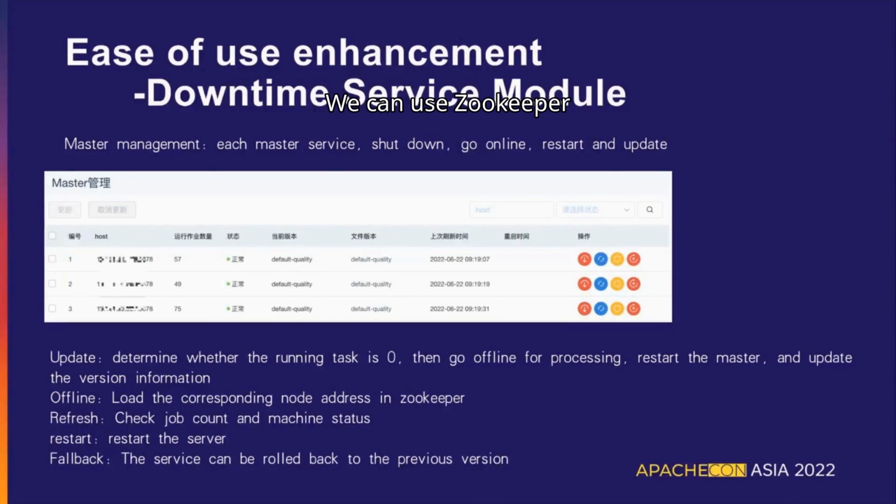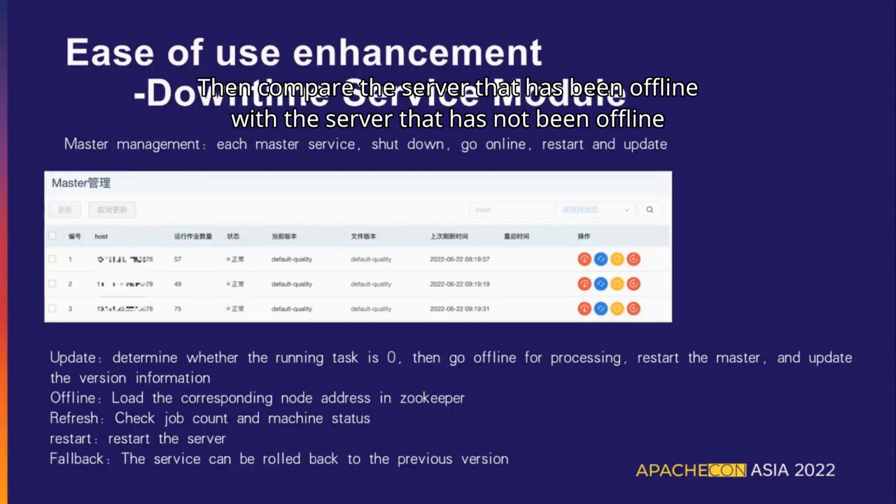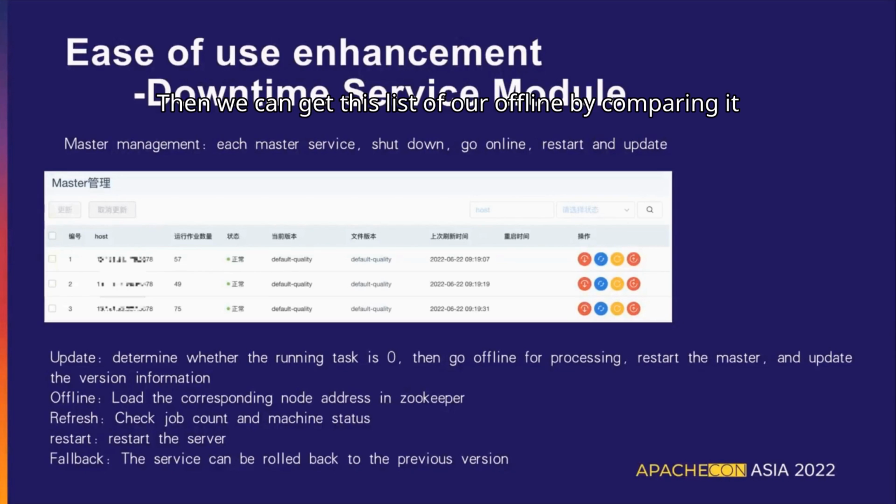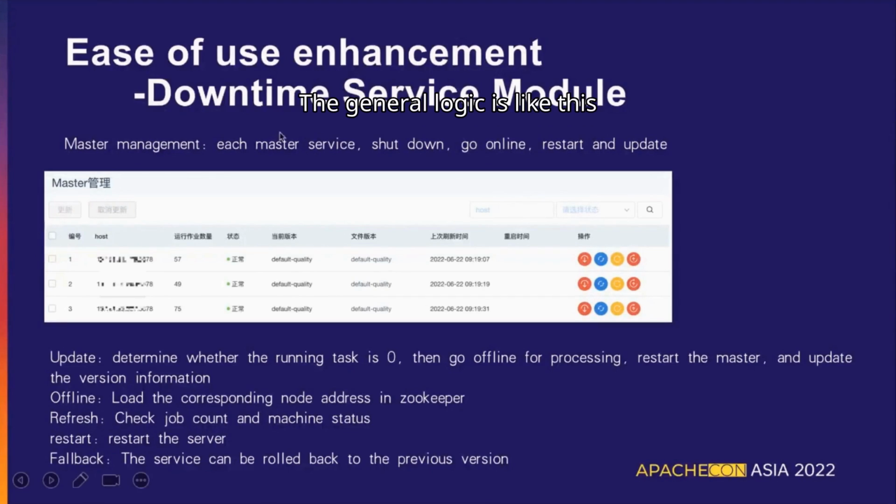We can use Zookeeper to get our online list of servers. And then if we go offline, or when the user marks that he wants to go offline, we need to get the master in the offline server marked. Then compare the servers that have been marked offline with the servers that have not, and we can get our offline list by comparing them. Then the servers of the offline list are subsequently upgraded and restarted. The general logic is like this.